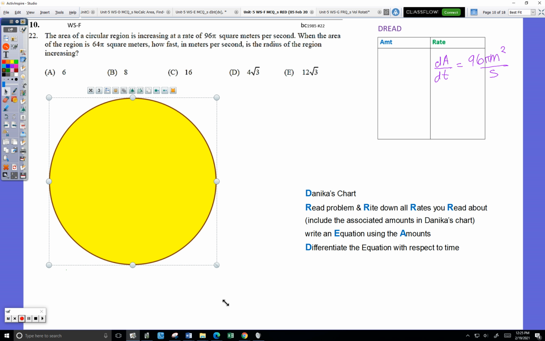Isaac, why is it meters squared? Oh, when you measure area, here's how I remember it. Oh, yeah, no, we're good.